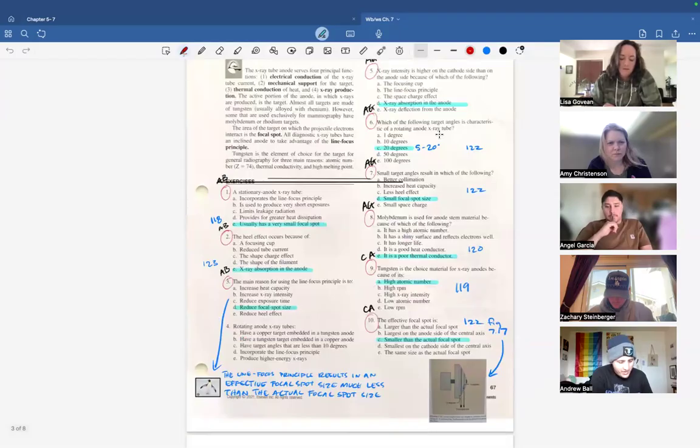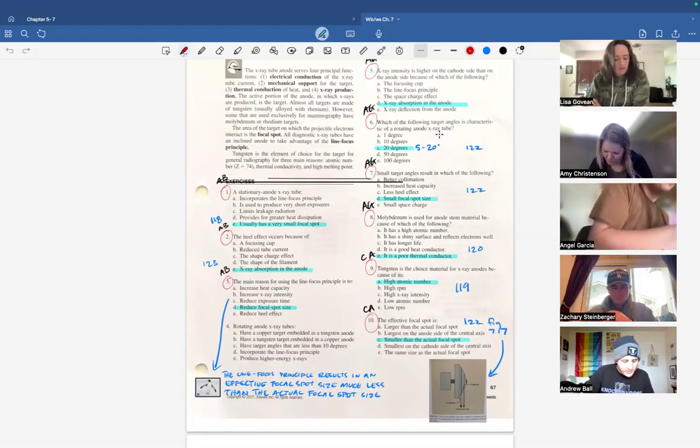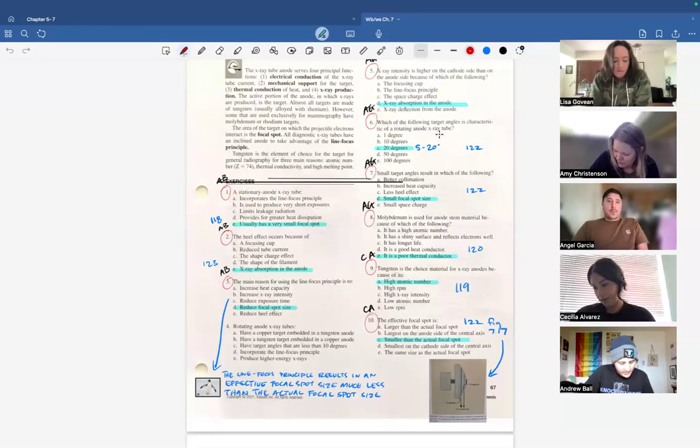For number one, stationary anode X-ray tube, I put E, usually has a very small focal spot. Agree. Okay. And then number two, the heel effect occurs because of, I initially put A, focusing cup, but it makes more sense, I think, if it's E, the X-ray absorption in the anode. Is that what you guys got too? Yeah, 100%.